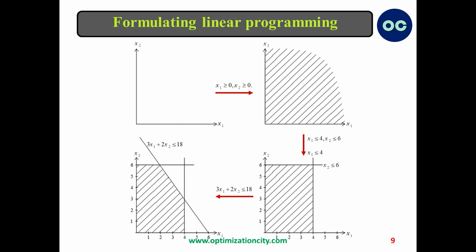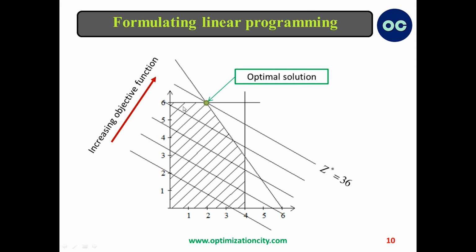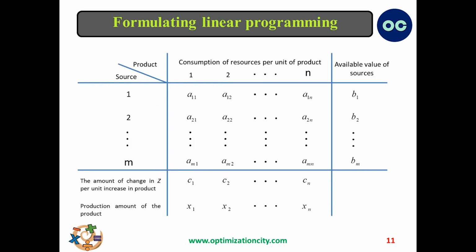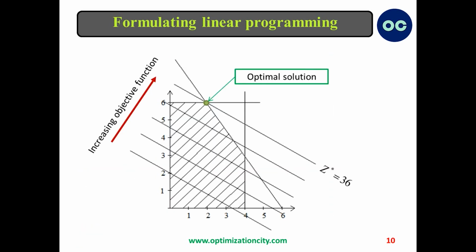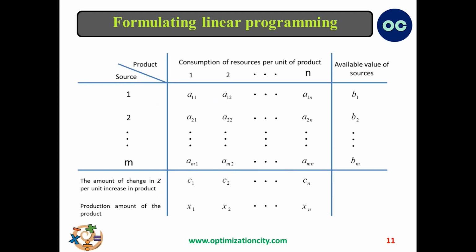This is the optimal solution of this problem. At this point, we have the maximum value of the objective function, which is 36. Therefore, by producing 2 units of product 1 and 6 units of product 2, the most revenue, 36 per hour, is generated. We generalize the problem of the door and window manufacturing company in this section.